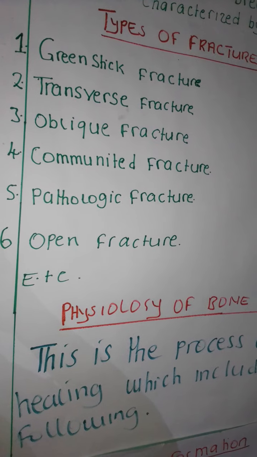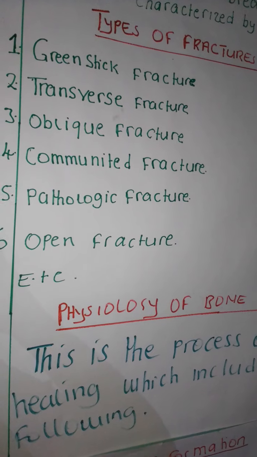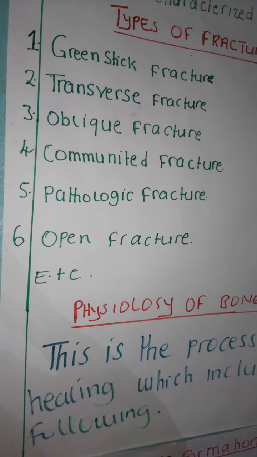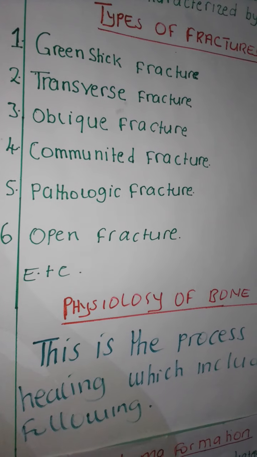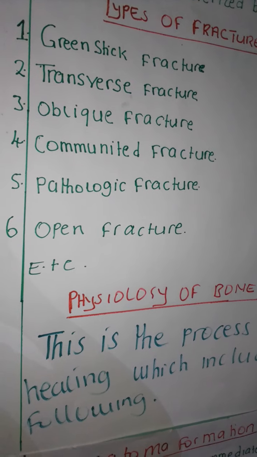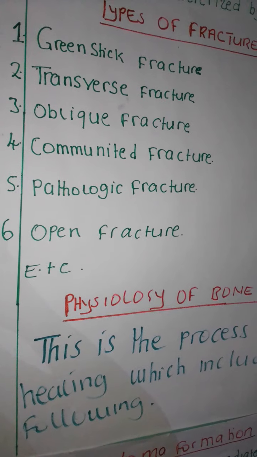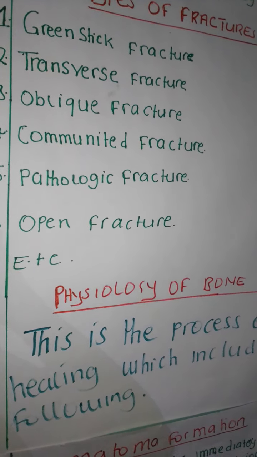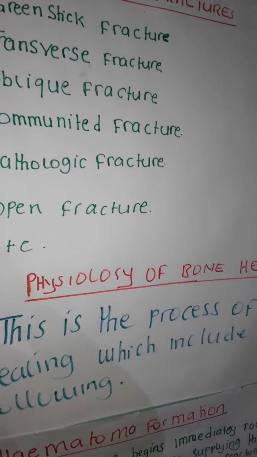Then you have a pathologic fracture. A pathologic fracture is a fracture that happens due to a disease, like osteoporosis. Then we have an open fracture. An open fracture is a fracture in which there is a wound. Sometimes the bone may even be protruding.